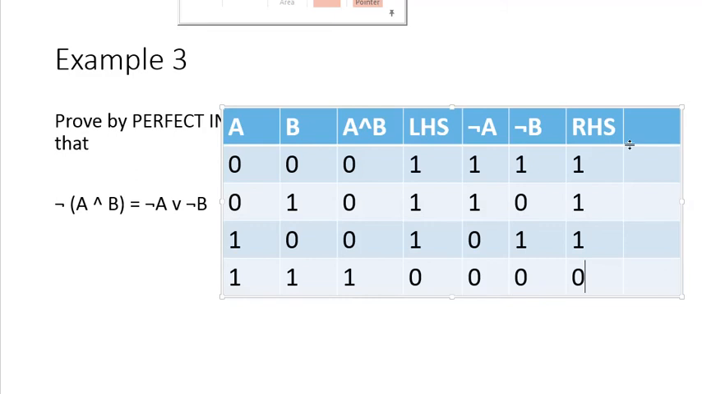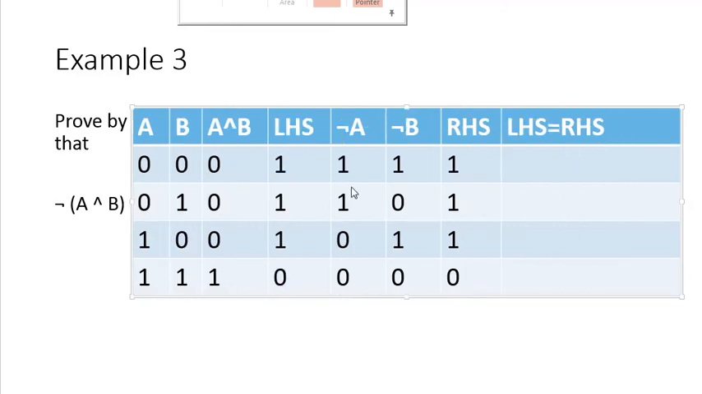The final thing I now need to do is say, is this in fact proven? Just shifting the table up a bit so I've got more space. What I have to do now is compare the left hand side column with the right hand side column, and check whether they are equal. The result I'm going to write in this column is: is the left hand side equal to the right hand side? So we go through and match entry by entry.